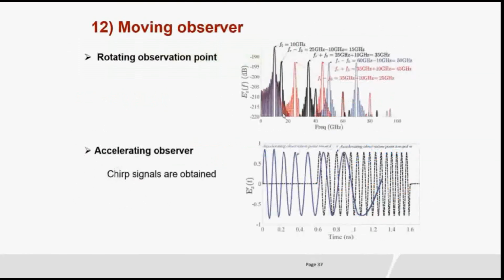Okay. This is for rotating observer point. I think I would pass this one, and the accelerating observer.